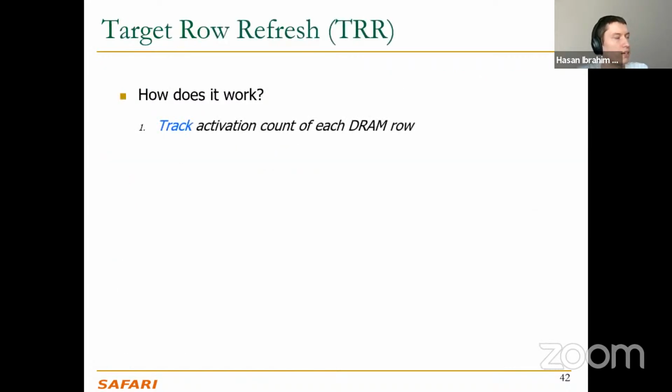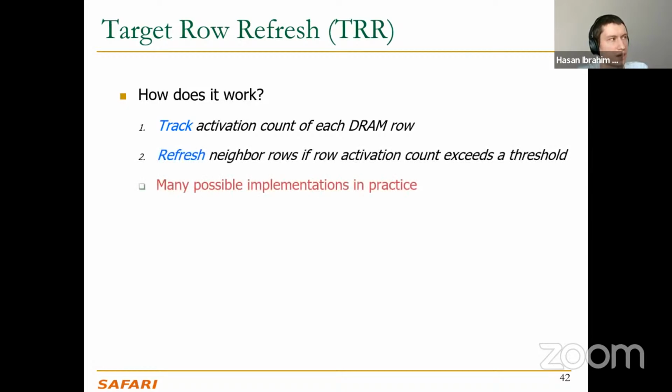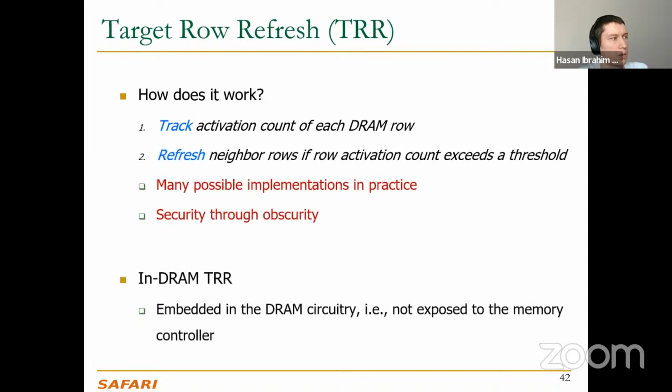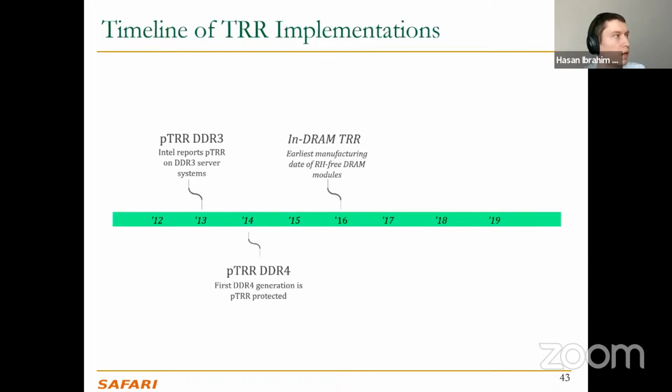Okay, so again, here's a slide of how target row refresh operates. I will skip this because we already discussed these things, but the key idea is to track the activations to potential aggressor rows and refresh their neighbors. In-DRAM TRR is what we already discussed, and I briefly touched on the PTR, the memory controller level mitigation. So here's a nice timeline of different TRR implementations.